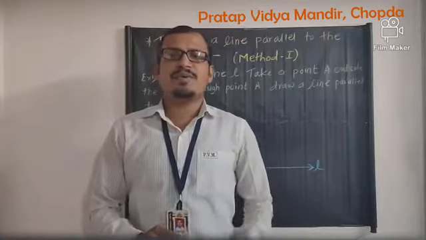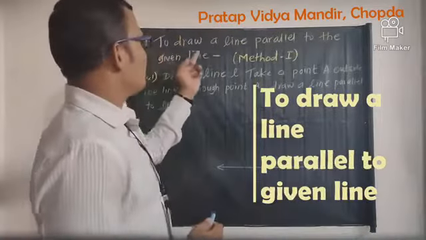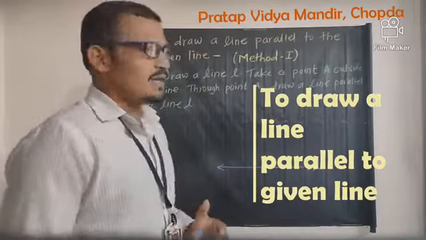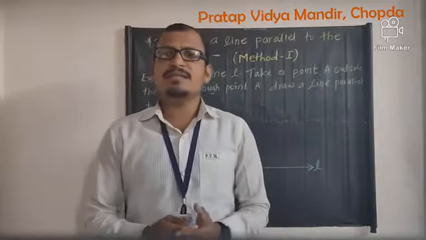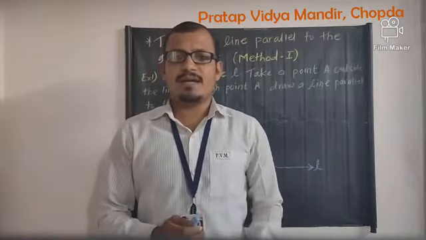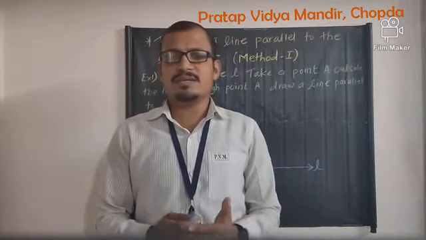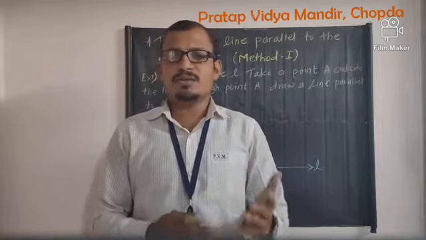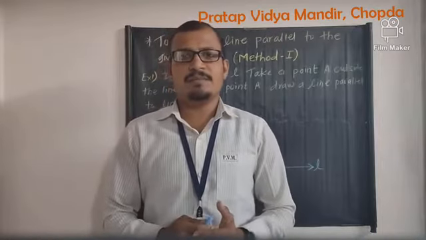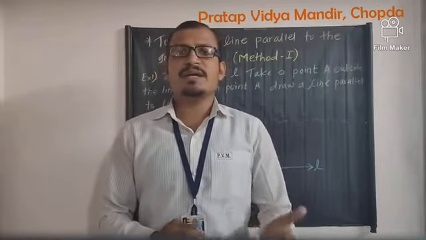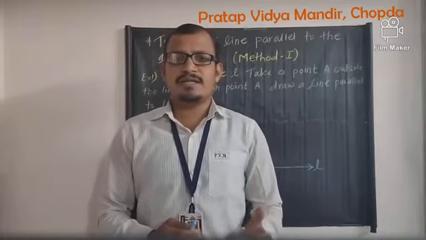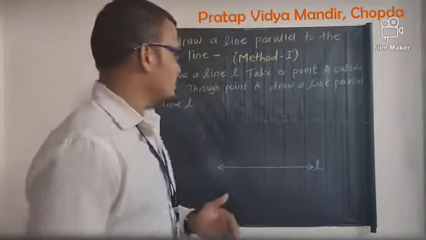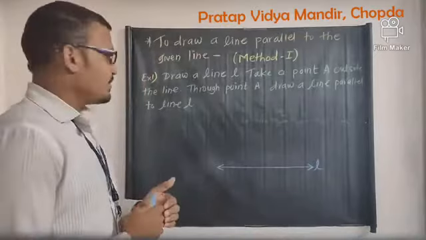Friends, last topic of our chapter is to draw a line parallel to the given line. Friends, it is very simple to draw a parallel line to a given line using a set square. There are two methods to draw a parallel line to a given line. For the first method, we take the first example from the practice set 2.3. So let us start with the first example.